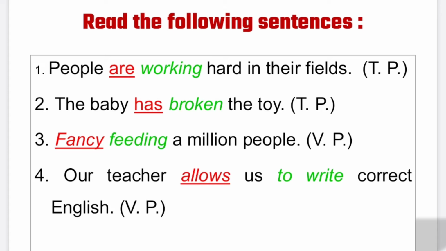Look there in the first example, are working means be verb, then ing form. Second is has, then en or ed form, that is present perfect. But the third structure doesn't come under that category. No auxiliary verb, but feeding is there, ing form, immediately after fancy. And the fourth example, allows, then noun us and to write. Okay, next move to another slide.